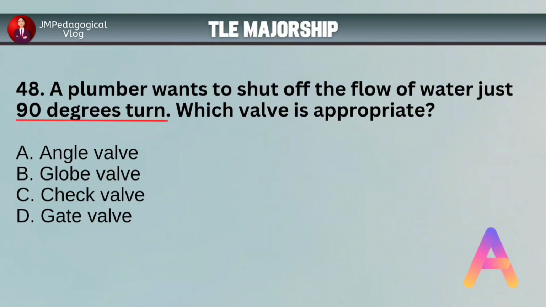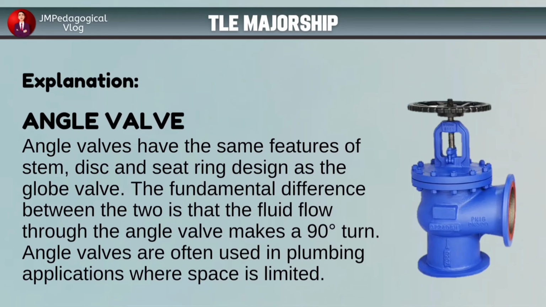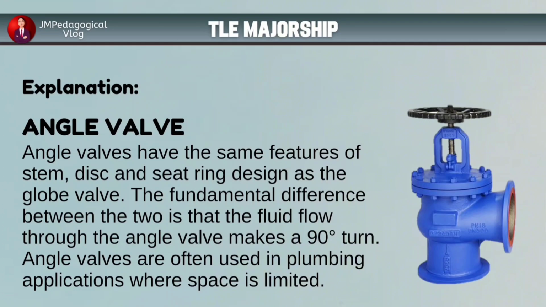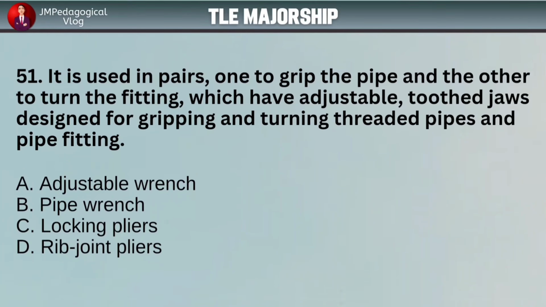a. Angle valve. Explanation. Angle valves have the same features of stem, disc and seat ring design as the globe valve. The fundamental difference between the two is that the fluid flow through the angle valve makes a 90 degree turn. Angle valves are often used in plumbing applications where space is limited.